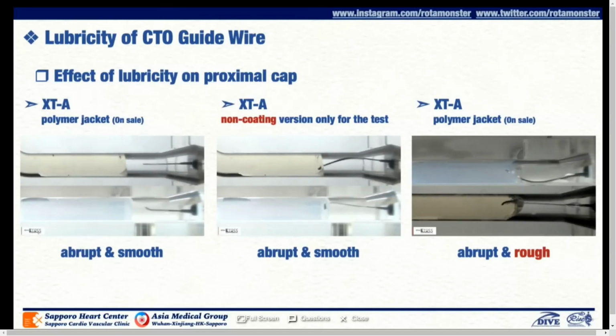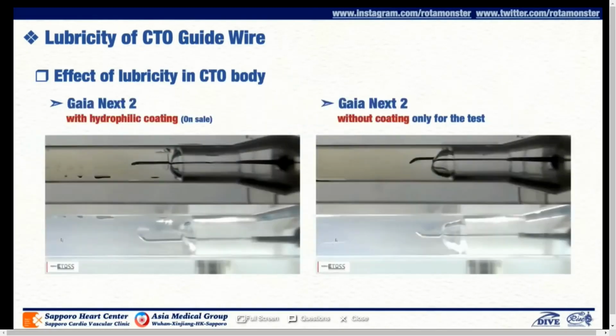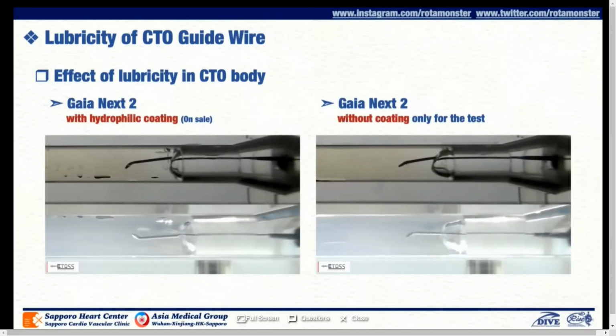From these experiments, we can understand that polymer jacket wire is basically unsuitable for the wire manipulation of penetration due to the lubricity. Next, I will show you how lubricity affects wire manipulation in the CTO body.